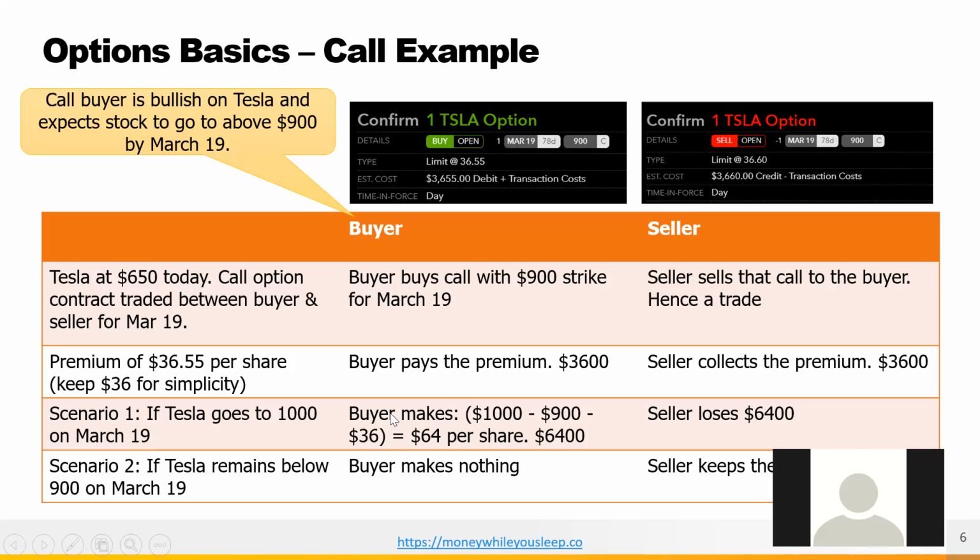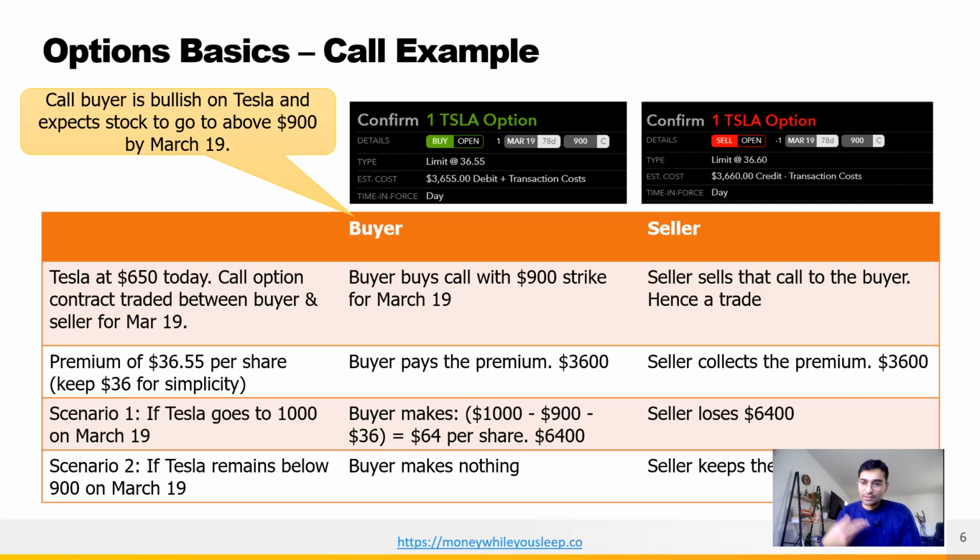Okay, because they can do that. So instead, you can exercise even before the expiry? Oh yeah, absolutely, anytime. But mostly it's not advantageous. People just do it at the end, or generally they don't even exercise.